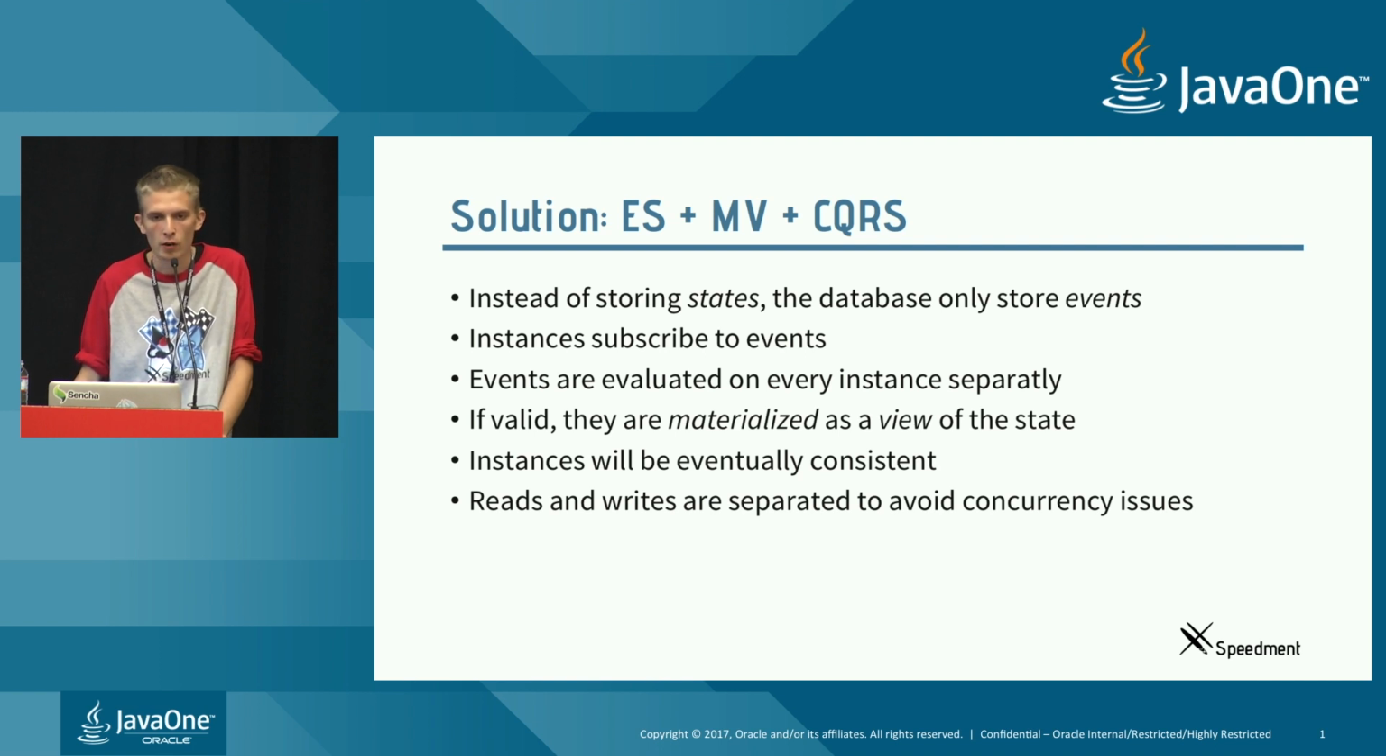And the CQRS part, the last part, you have to keep the writers and the readers separate. The writer can never know the current state, and the materialized view can never affect the current state. You have to keep these two concerns separate, otherwise you will get dependencies that are going to be very difficult to unravel.